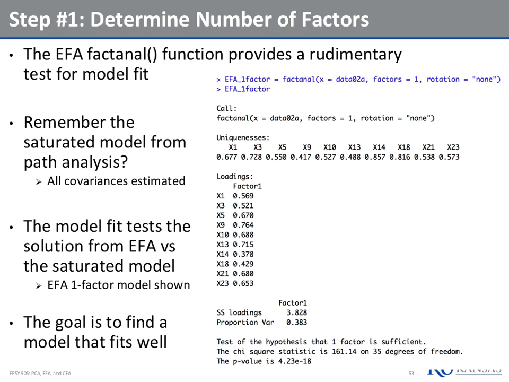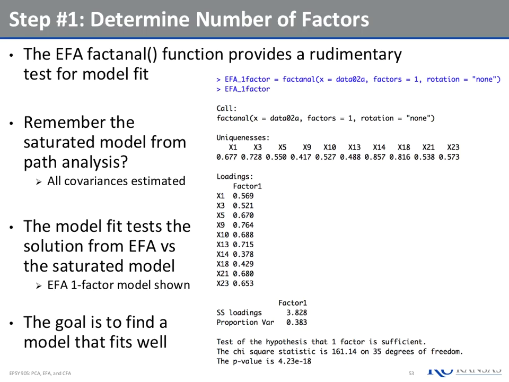Here's our output. We get uniquenesses. This is another term for residual variance. Remember, each item has its own regression line now. So each item gets its own residual variance. That's variance attributed to the item. In the world of CFA, that's the measurement error right there. That's the stuff that's not explained by the trait that's underlying the test.